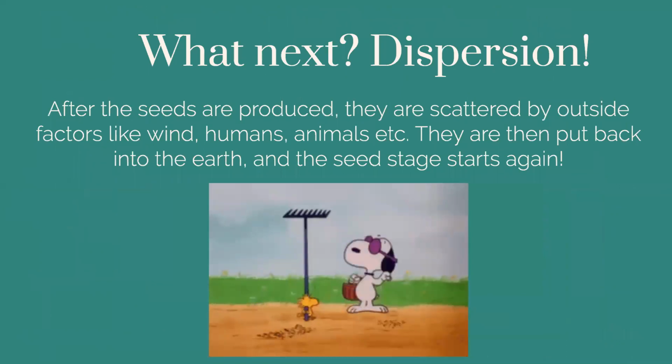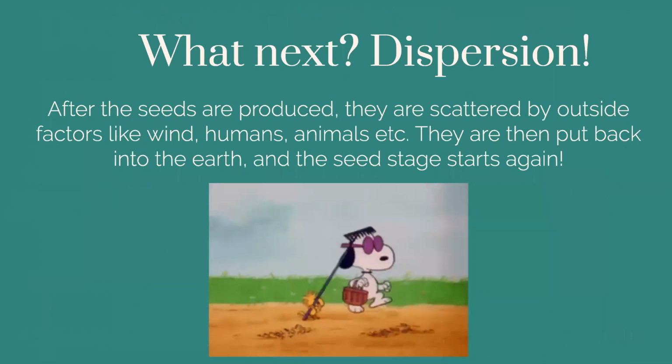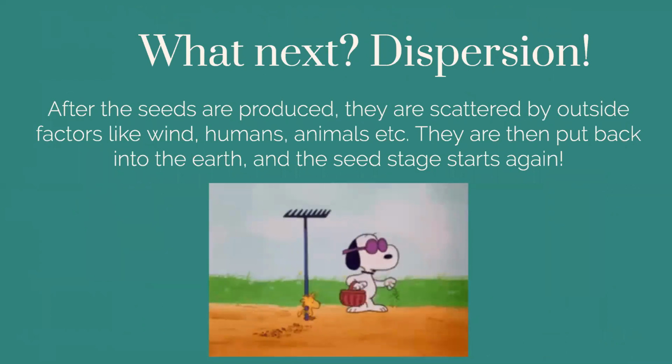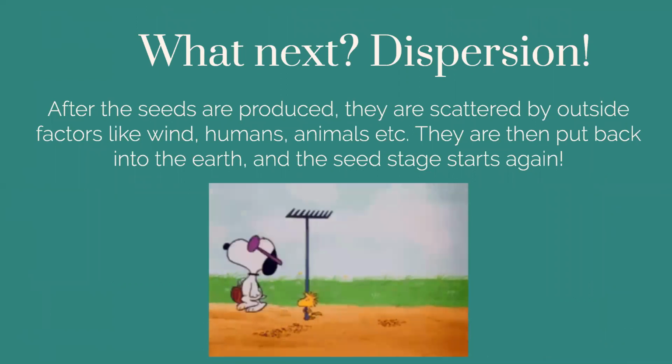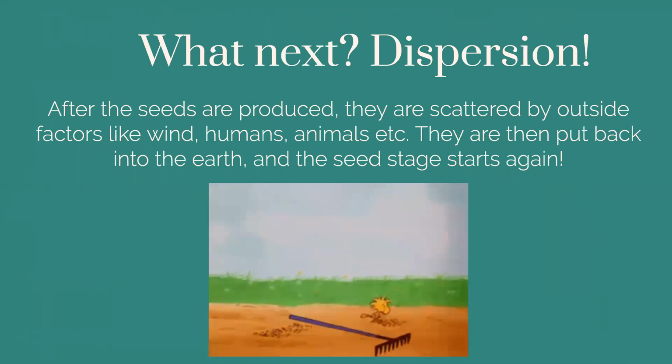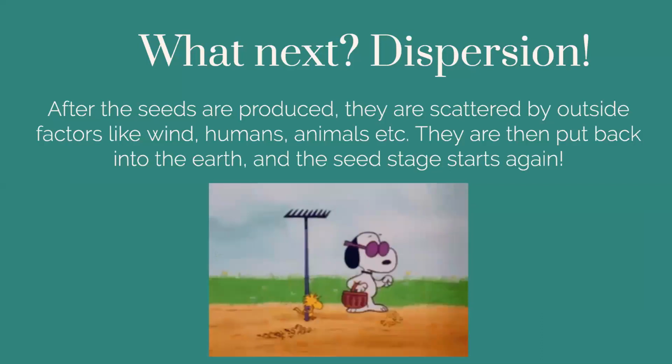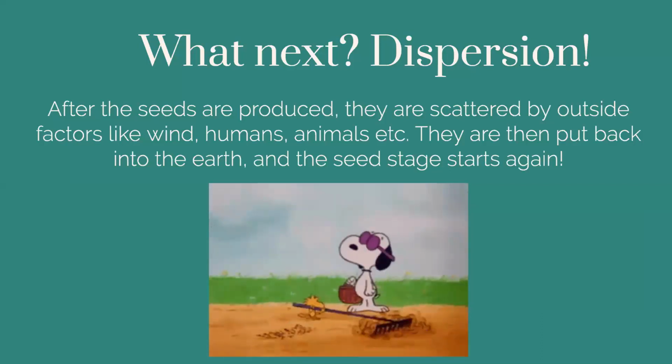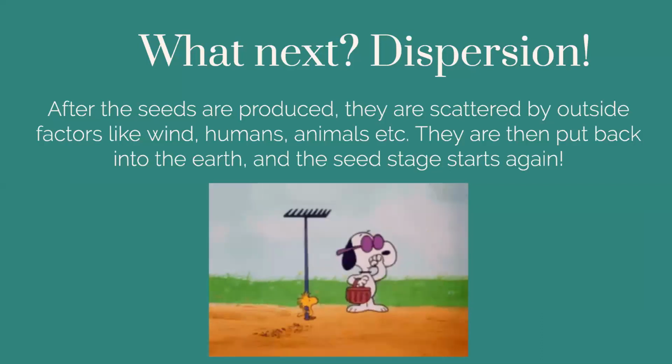Dispersion is the final step. When you hear the word disperse, think of the word scatter, because that's basically what dispersion is. Outside forces like wind, human activity like farming, and even animals that eat fruits but don't digest the seeds, scatter the seeds and put them back into the ground, where the cycle begins again.